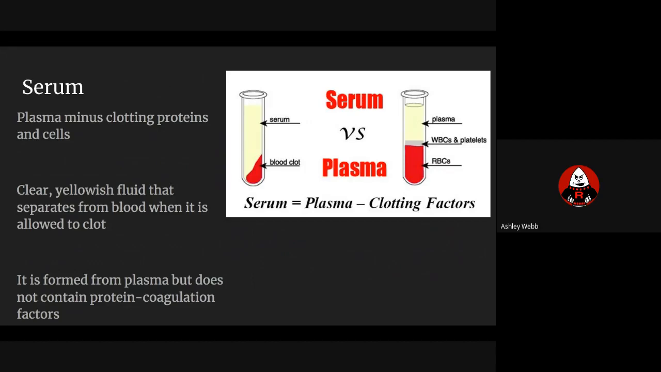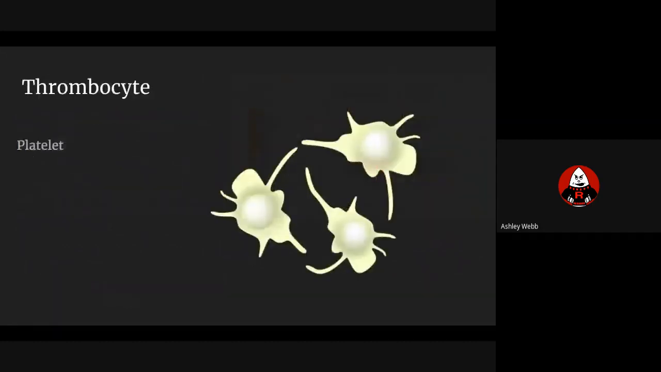So you put it in the centrifuge, it separates out, and then they wait to see how long it takes to clot. That's a test that they do. And then you can pull that serum out, that part away from the blood or from the clot. It is formed from plasma, but does not contain protein coagulation factors. And the last vocab is thrombocyte, which simply is a platelet.